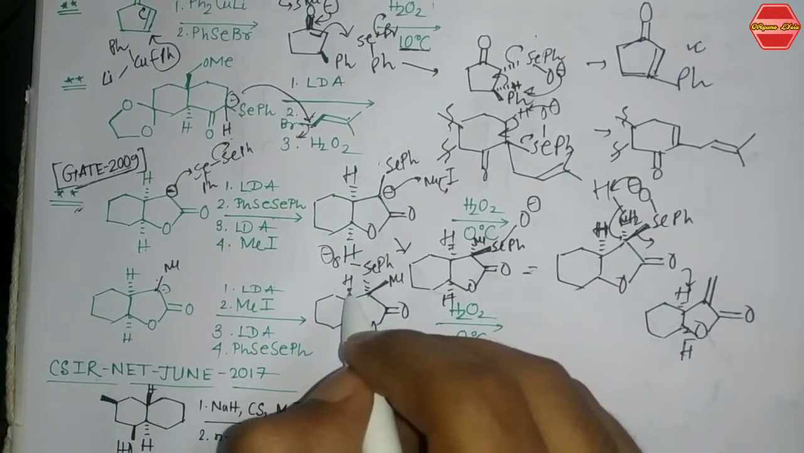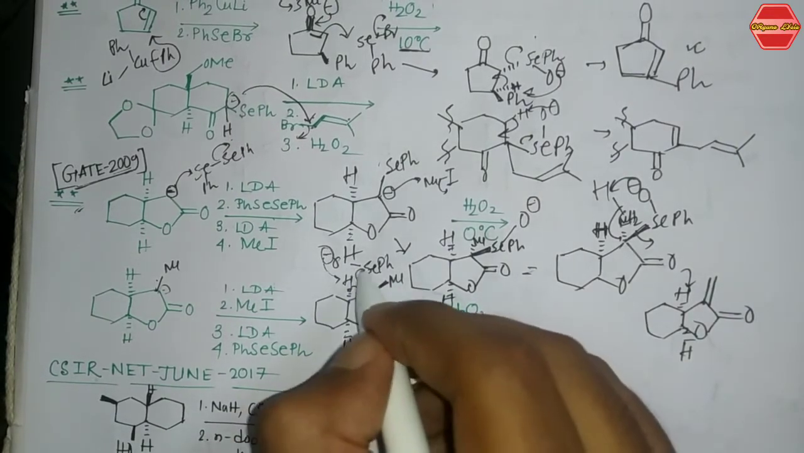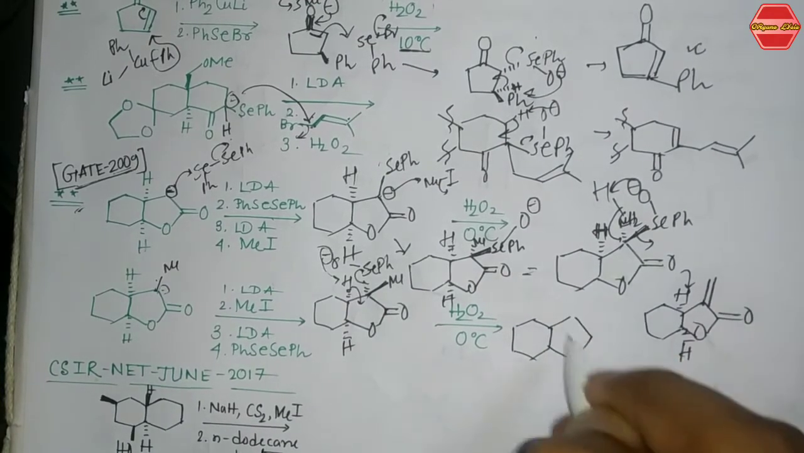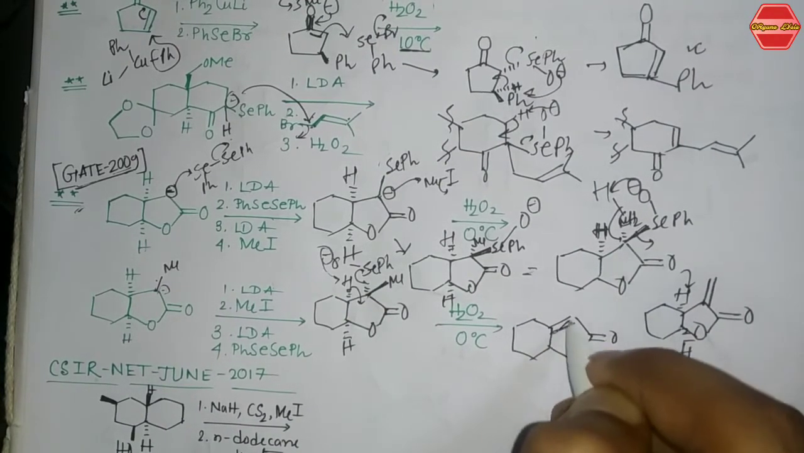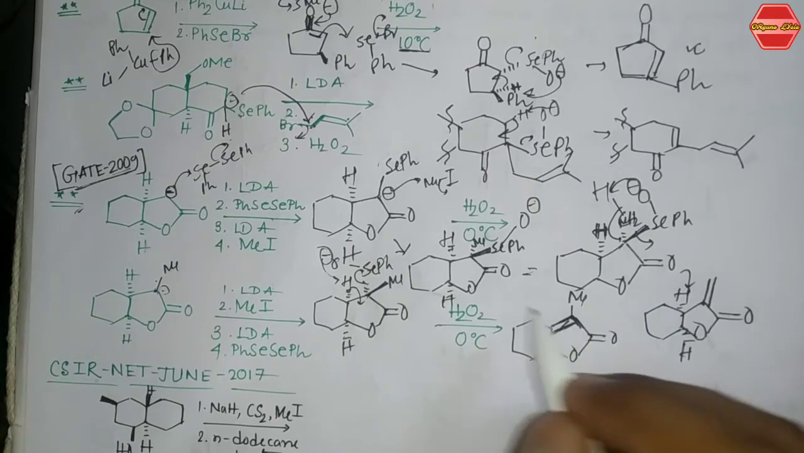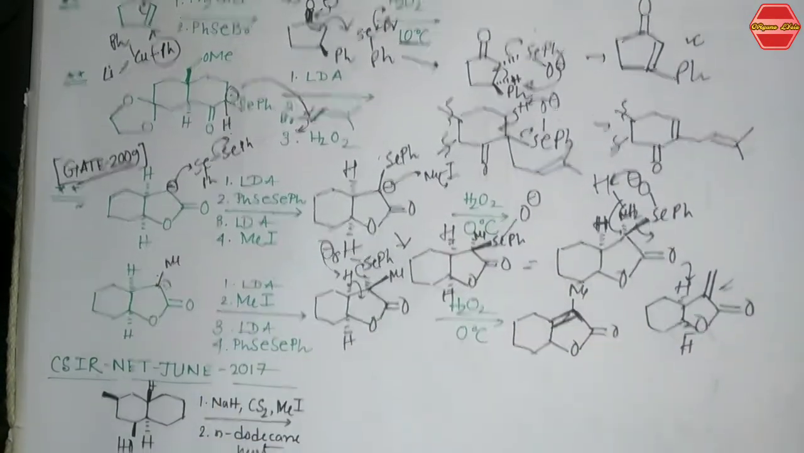Now you can see that H2O2 is given, and the same kind of selenoxide is present over here. You can see this hydrogen is syn to it. Now it can take a proton and leave the system, and that is what you get from this reaction, this one. In this case the alkene position is here, and in the earlier case it was a cyclic alkene, but here you are getting the exocyclic alkene.